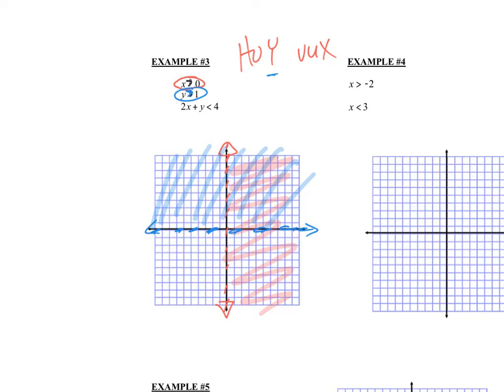Then we got to graph the last equation. So we solve for y by subtracting 2x. We get y is less than negative 2x plus 4. So this means you go up to 4. 1, 2, 3, 4. And the slope is negative 2 over 1. So down 2 over 1. This is also a dashed line because it says less than.